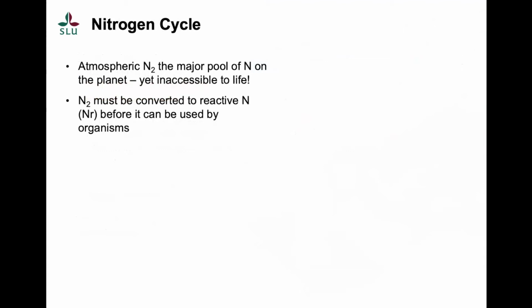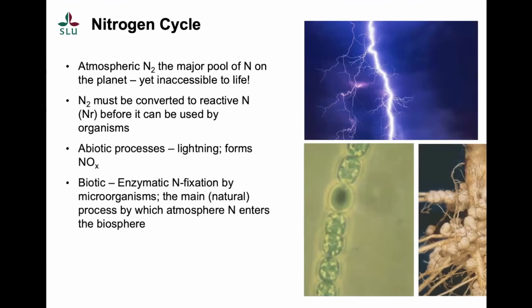So atmospheric nitrogen is the largest pool, as we probably well know. It's 78% of the atmosphere. But the thing about nitrogen is that it's completely inaccessible in that form to life. So it has to be converted to what we will call reactive nitrogen before it can be used by organisms. And this can be done by lightning, abiotically, and that's really the only way.